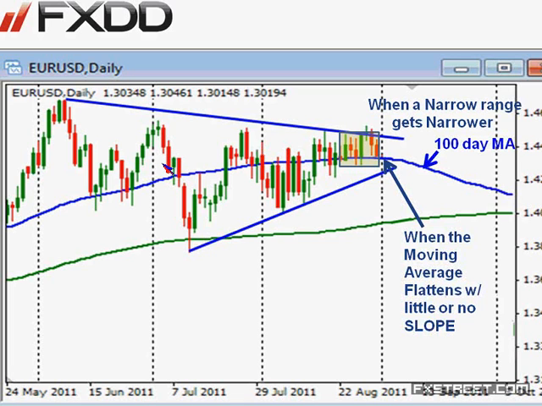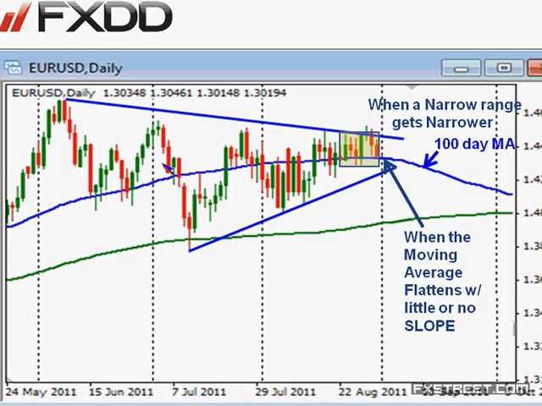Then I may look for something else. I may look at the 100-day moving average. That's the blue line in the chart in this case. When the 100-day moving average flattens with little or no slope, what's that saying? It's saying take 100 days, not quite one-third of the year. It is 100 trading days.